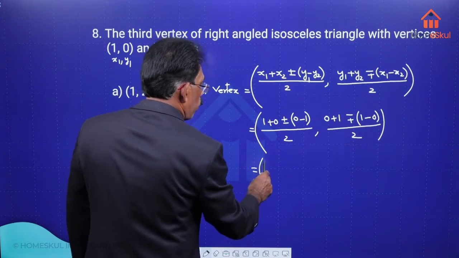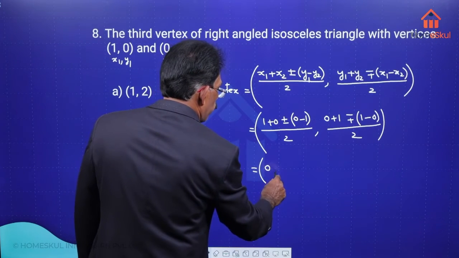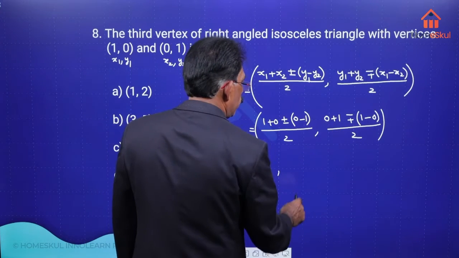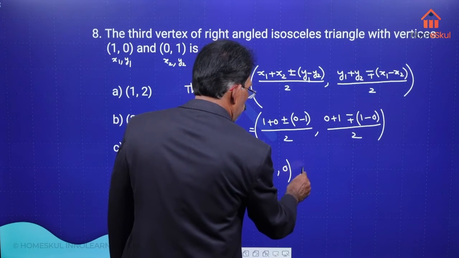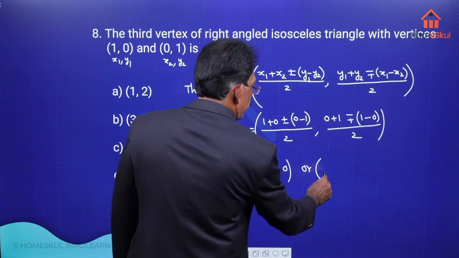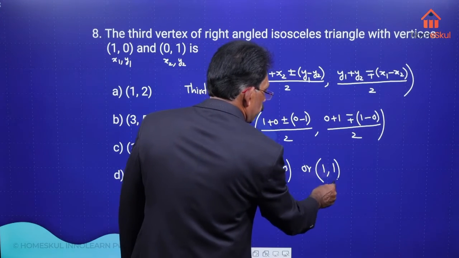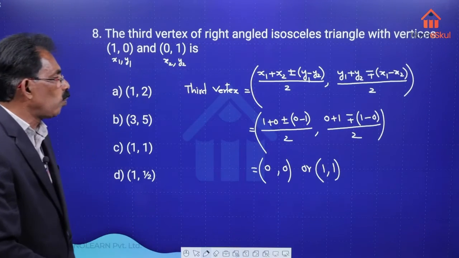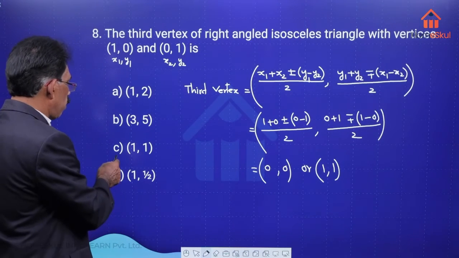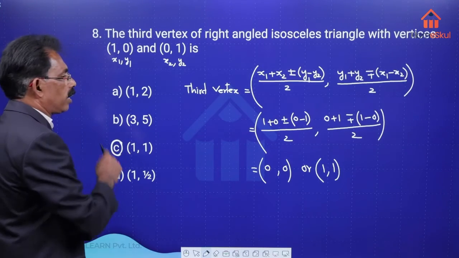The first case is (1 + (-1))/2, which is 0. This case is 1 minus 1, which is 0. Or the second case, (1 - (-1))/2 is 2 by 2, which is 1. This is (1 + 1)/2 is 2 by 2, which is 1. Either (0, 0) or (1, 1) is the point. Either (0, 0) or (1, 1), and among our options only (1, 1) appears. So the correct answer is C.